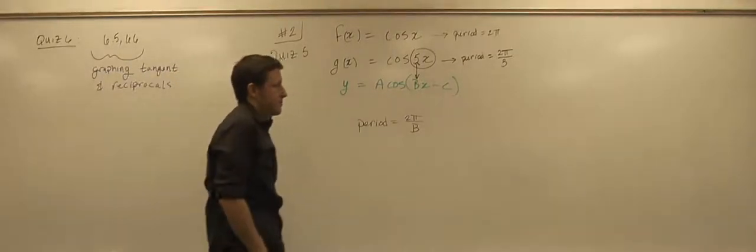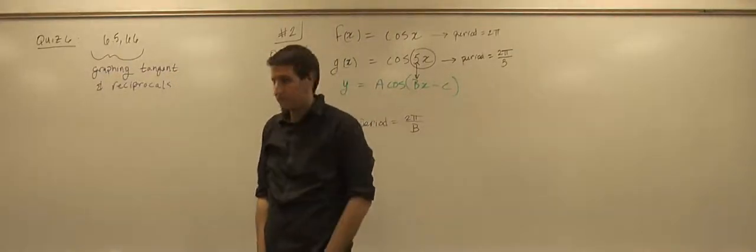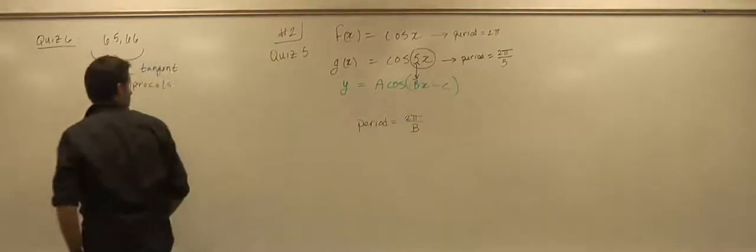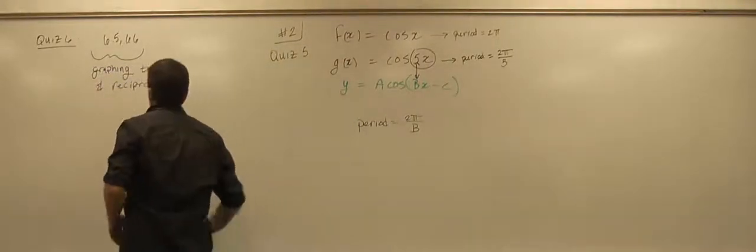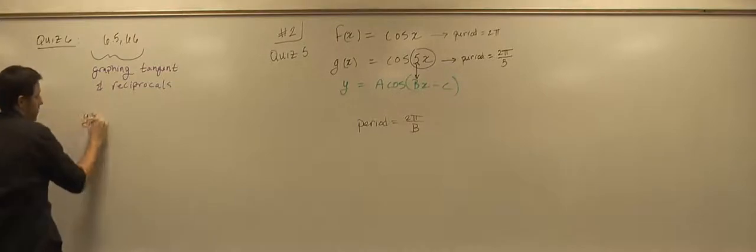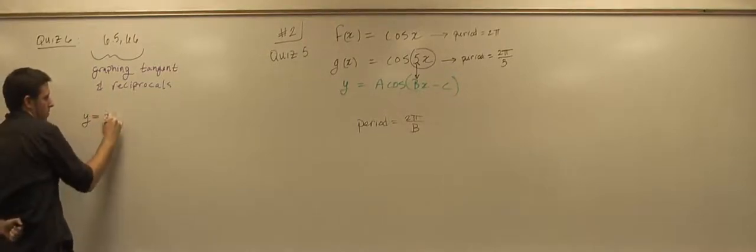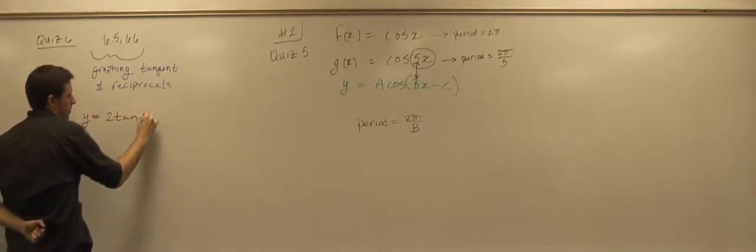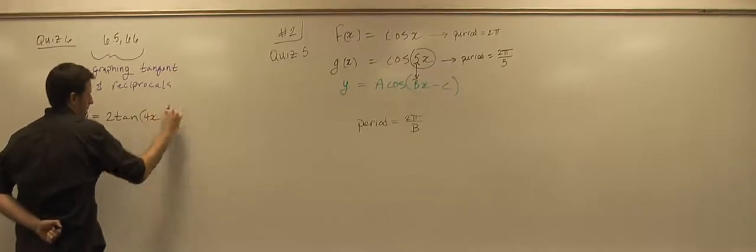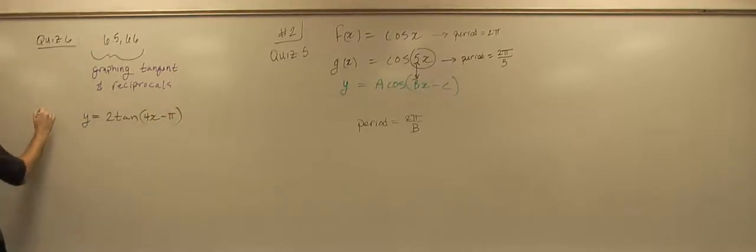Here. Can we do one from the homework? Yeah. 6.6, number 19. It's y equals 2 tan of 4x minus pi.